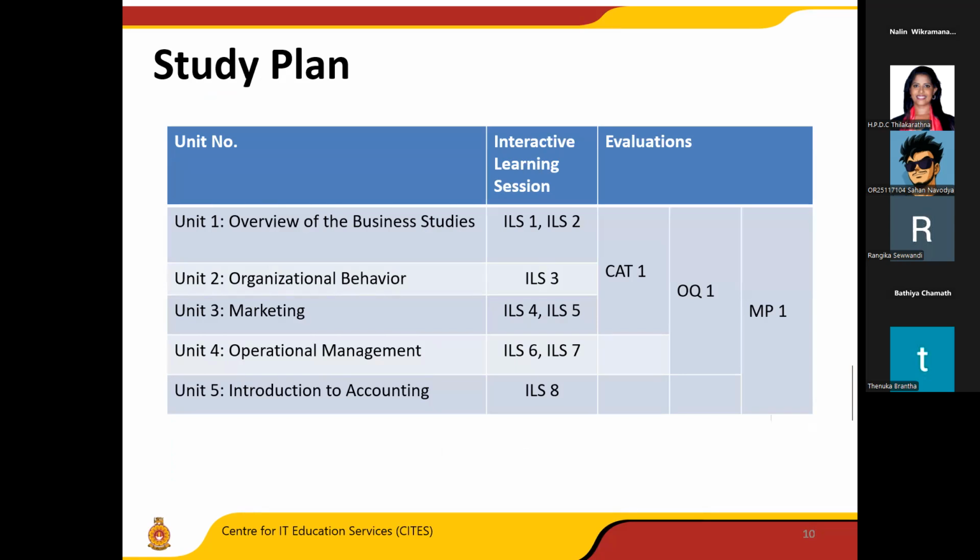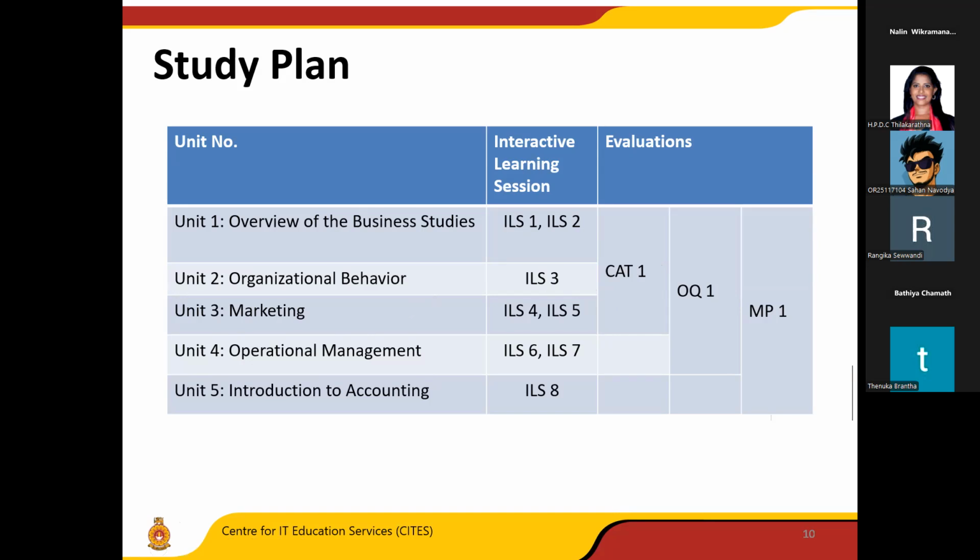So these sessions are conducted by the lecturers in the BSE program. When we talk about the evaluation, the CAT 1 is conducted after completing up to Unit 3. It means after ILS 4 and ILS 5, the CAT will be conducted.